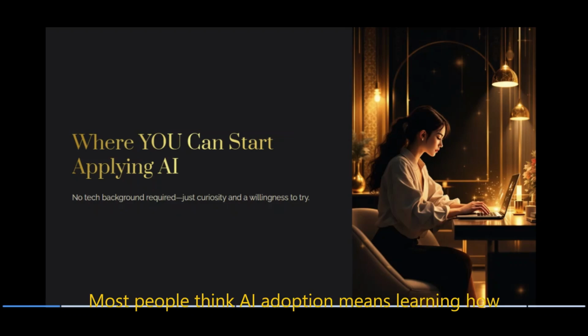Most people think AI adoption means learning how to code or switching careers. It doesn't. AI adoption starts much simpler than that. If you can read, write, research, explain, or create, AI already applies to you. The real question is, where do you start applying it? So that's the core message.